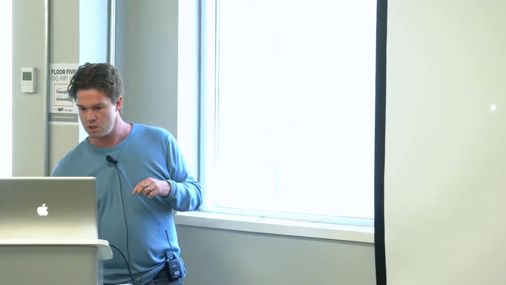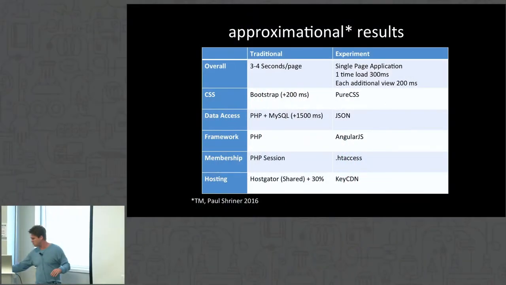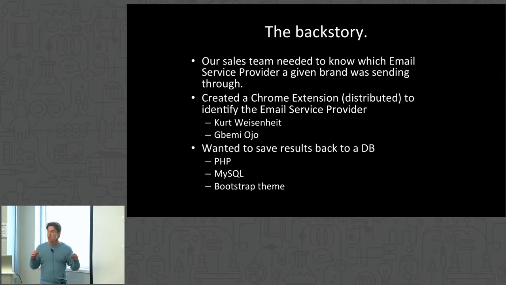Okay? So what I wanted to start with was let's just talk about what was the original. Actually, let's go down one slide. Ooh. Let's start here with the backstory, and then we'll go back. So this is how we ended up with this need. Our sales team needed to know which email service provider a given brand was sending their emails through. So you are the Gap. You send your emails through ExactTarget or Salesforce Marketing Cloud now, right? That's something we know.